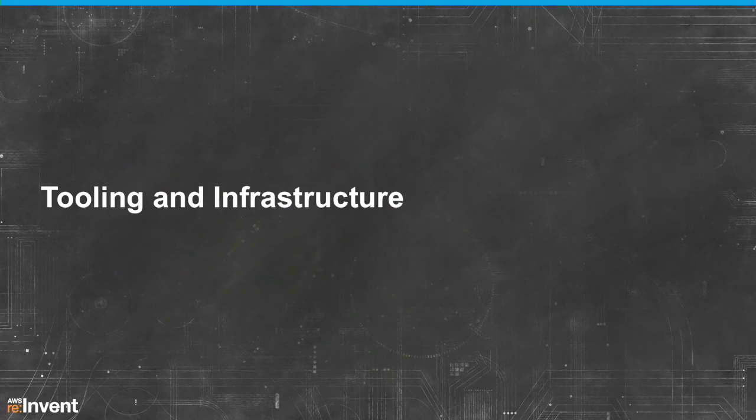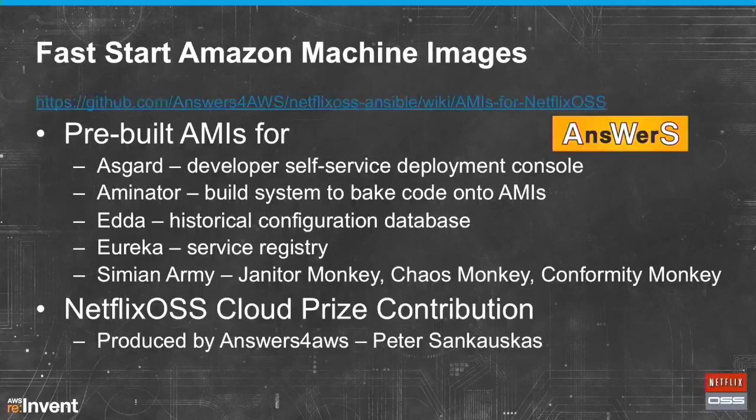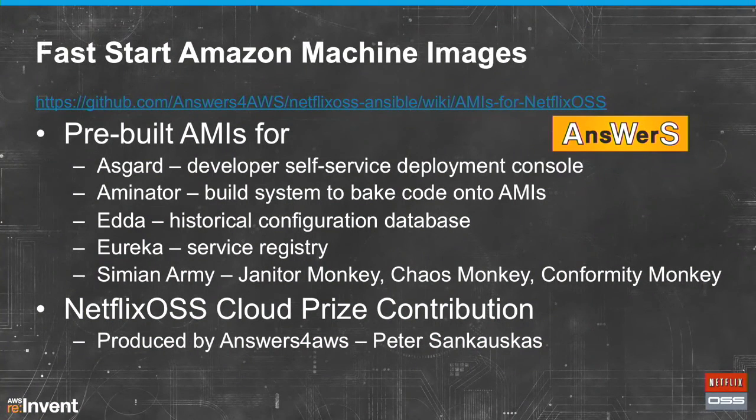Okay. So tooling and infrastructure. We want to build up a few images to get started with. Peter, who's sitting down here with the yellow jacket on, has contributed a whole bunch of things. He has this little Answers for AWS Startup that he's been doing. And these are also entries in the Netflix Cloud Prize that we'll be talking about tomorrow in the keynote.